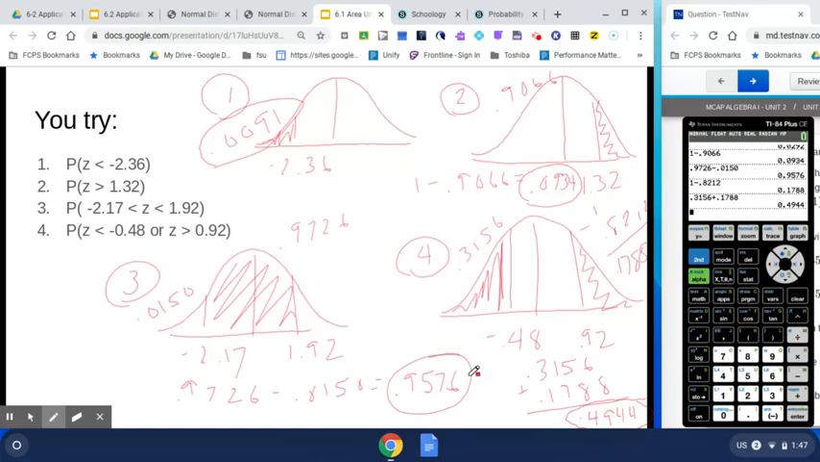So final answer is 0.9576. And then number 4, we look up negative 0.48 and get 0.3156. We look up 0.92 and get 0.8212. We have to take complement rule of that right side. So we get 0.1788 and add those two probabilities together because or means add. 0.4944 is the final answer to number 4. All right, this concludes the lesson on how to find areas under the normal distribution.